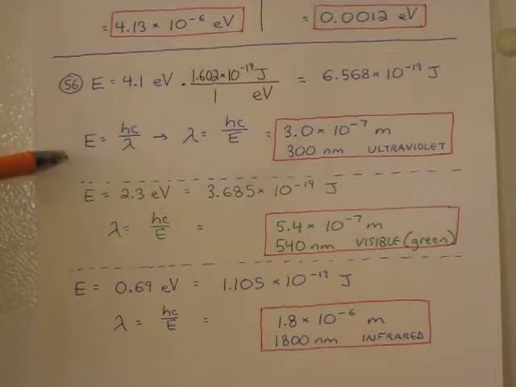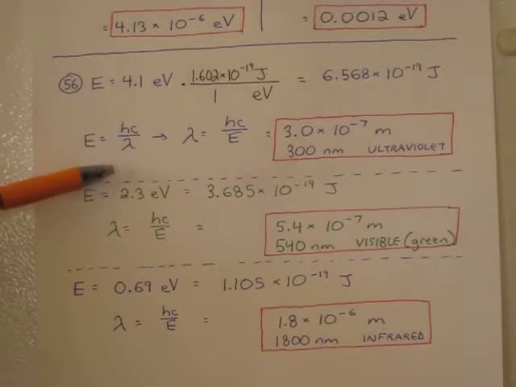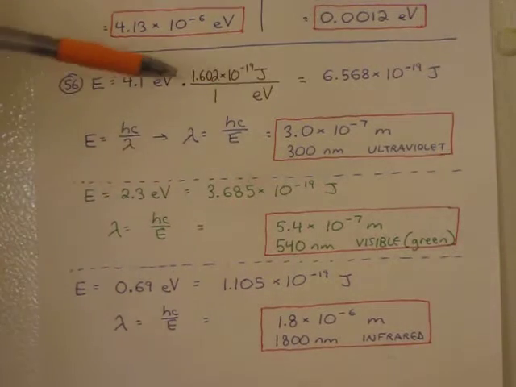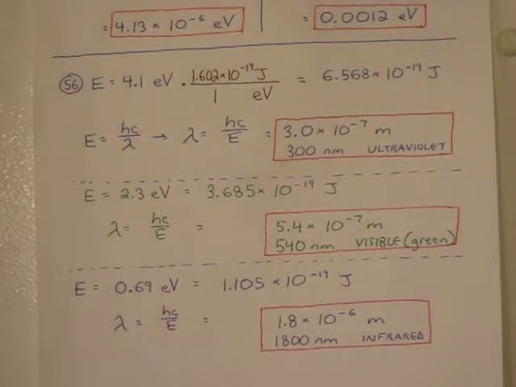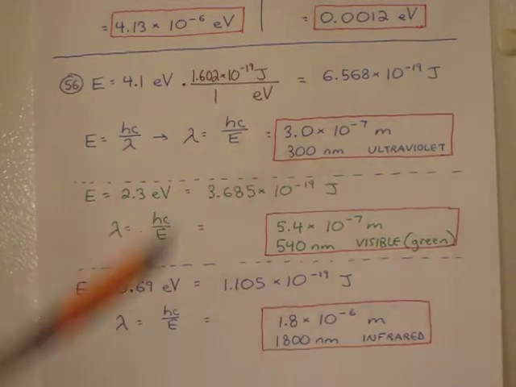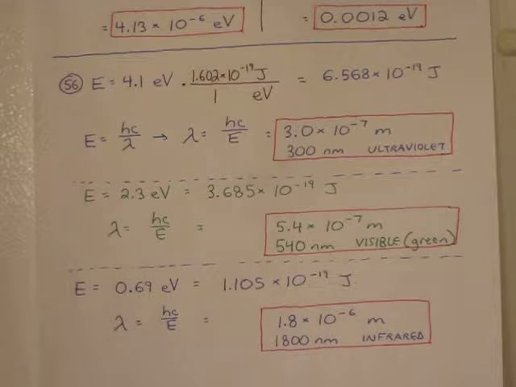We're going to use the formula energy is hc over lambda, which means lambda is Planck's constant times speed of light divided by energy. When you plug in the values, you get 3 times 10 to the negative 7 meters, 300 nanometers, and that's in the ultraviolet. It's just shy of violet.